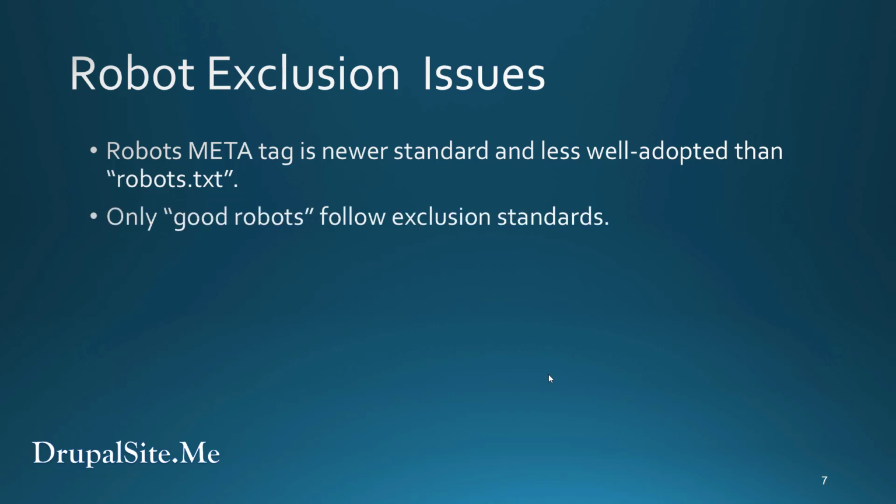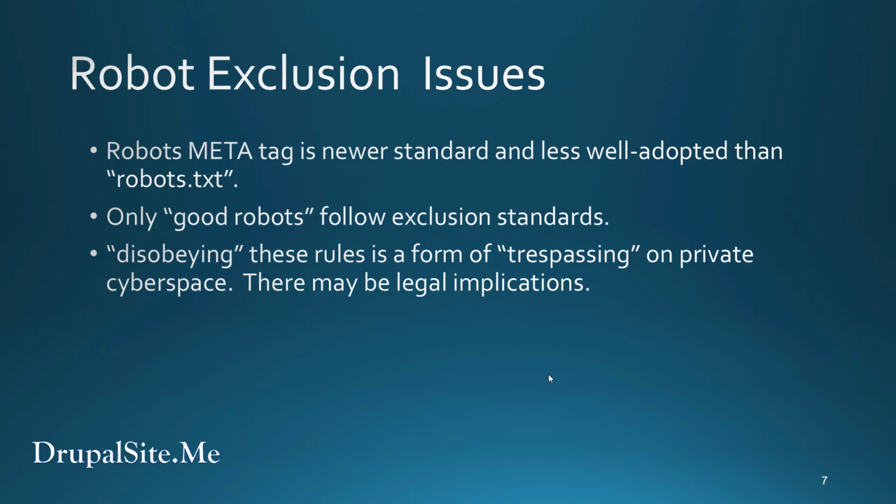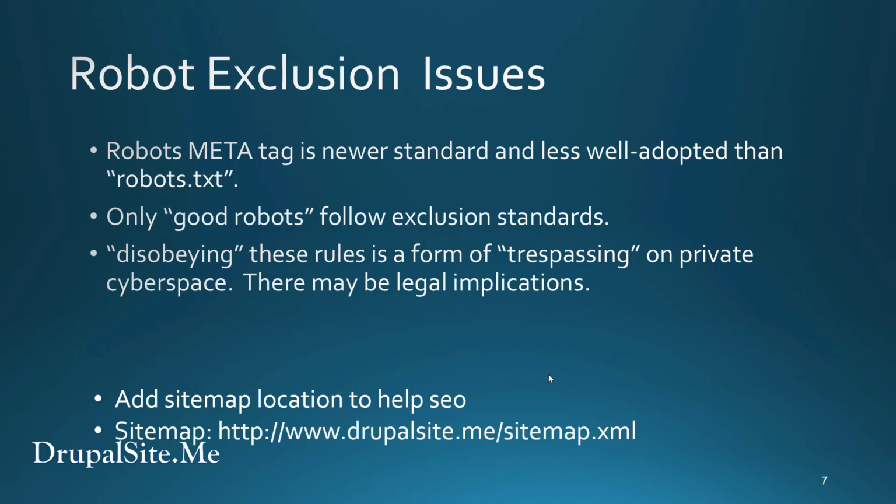And by the way, only good robots follow the exclusion standard. So be aware of the bad people out there. There is a rule that disobeying these rules is a form of trespassing on private cyberspace. When you're using this robots.txt file, this protocol, make sure you also include where your sitemap is located. It helps with the search engine optimization of your site.